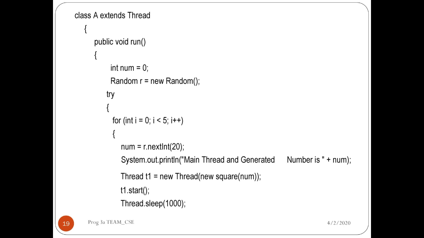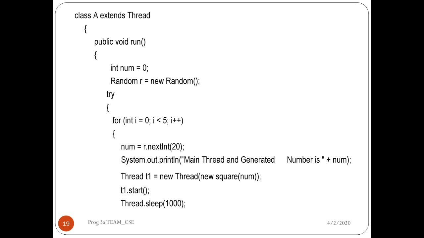In this class also we will use one run function. This function is going to generate a thread, and in this thread, using the random function, one random number will be generated. So coming to the run function, inside the run function, num is a variable as usual. Its initial value is 0.